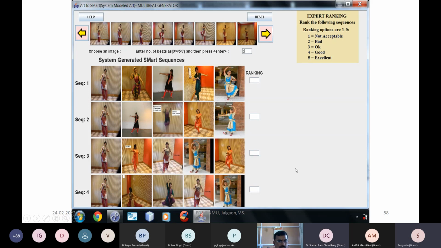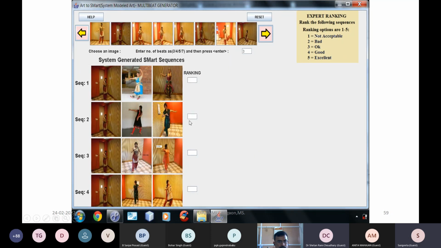So once the system is trained to know what the dancer wants, this is a 3-beat movement. See, again, the same pose. Given the same pose, you have options. You choose this choreography or this or this or this, and you rank them. So once this ranking is saved, the system can be trained and tested to understand the liking of a dancer.